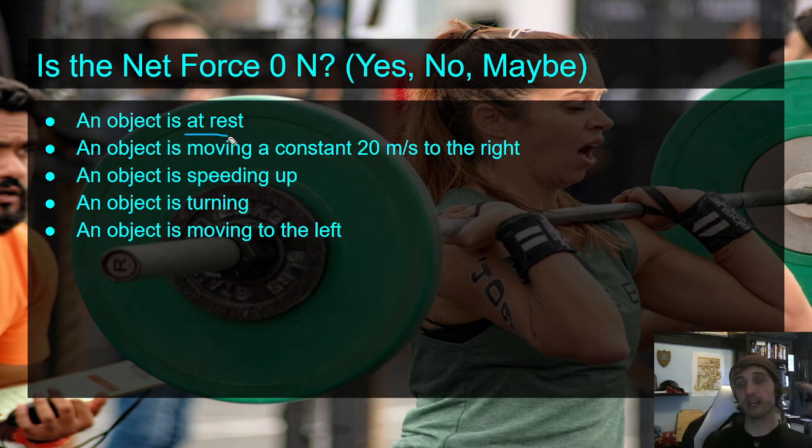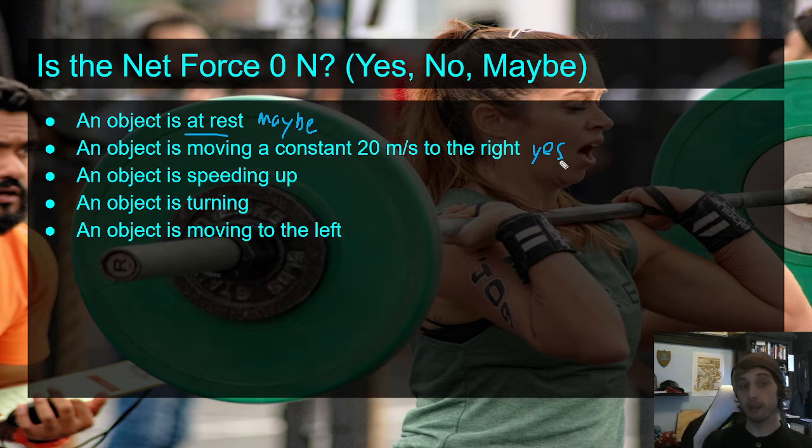Now, if the question had said an object is remaining at rest, yes, there would be no net force. But if it's at rest, maybe temporarily, this one's going to be a maybe. An object is moving at a constant 20 meters per second to the right. At this point, we have motion. It's moving. That means there's a velocity. A constant velocity. If the velocity is constant, that means that the acceleration is 0. If it's not accelerating and the acceleration is 0, then the net force has to be 0. So this one is yes, there is no net force on it.